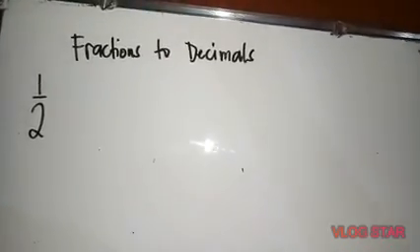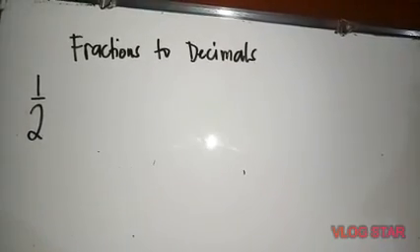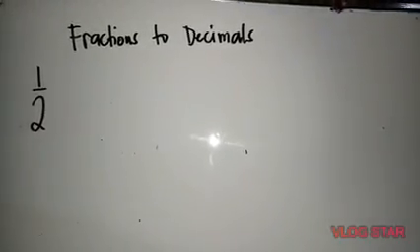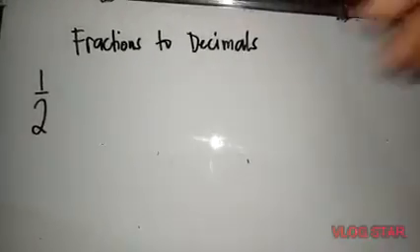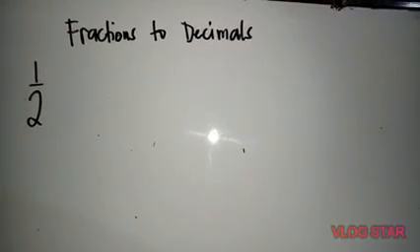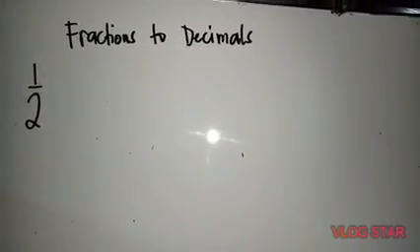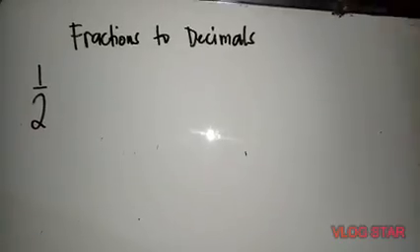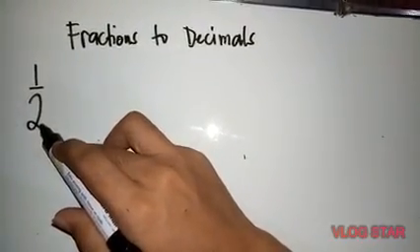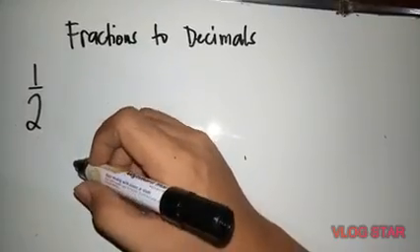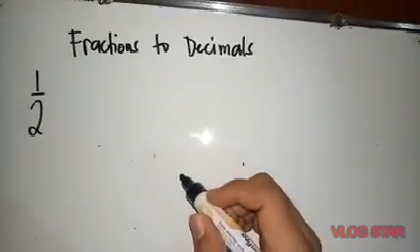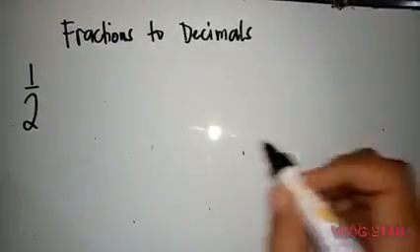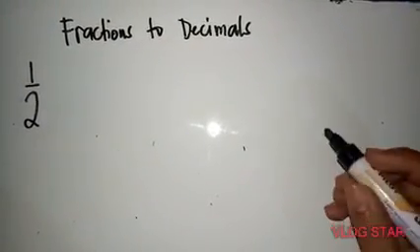So the first example is 1/2. Let's convert 1/2 into decimal. The first thing that we need to do here is convert this into a decimal fraction. When you say decimal fractions, the denominators are powers of 10. So let's make the denominator of this fraction 10. What number can we multiply to the numerator and the denominator to get a denominator which is 10?